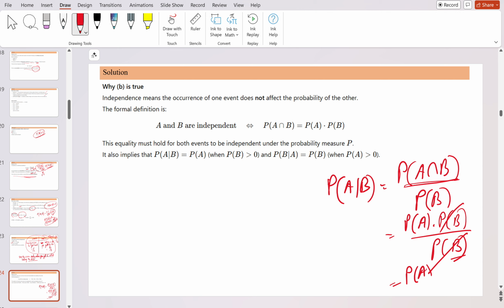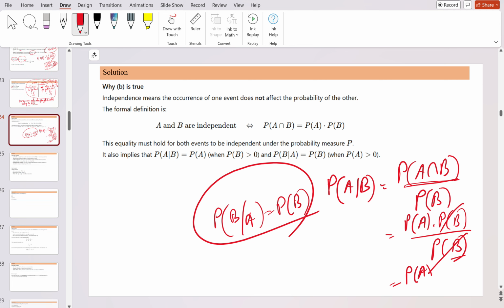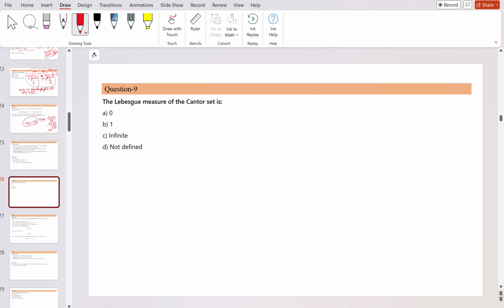Similarly, if you see the probability of B given that A has already occurred, it will come out to be the probability of B. So this is the result when A and B events are both independent. Let's move forward and try to solve the other problems.